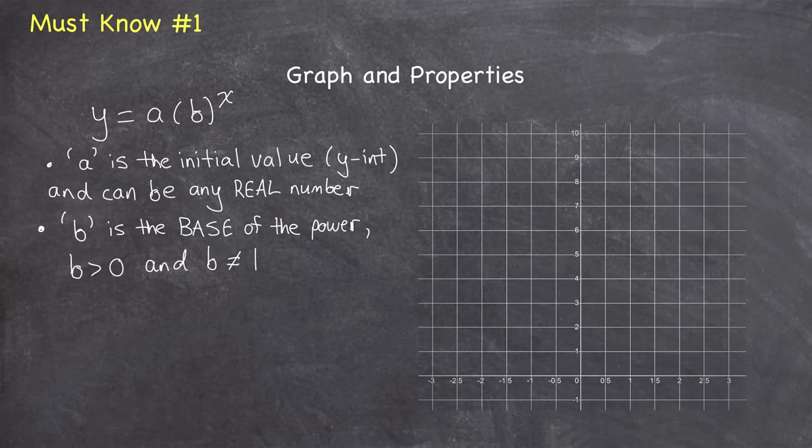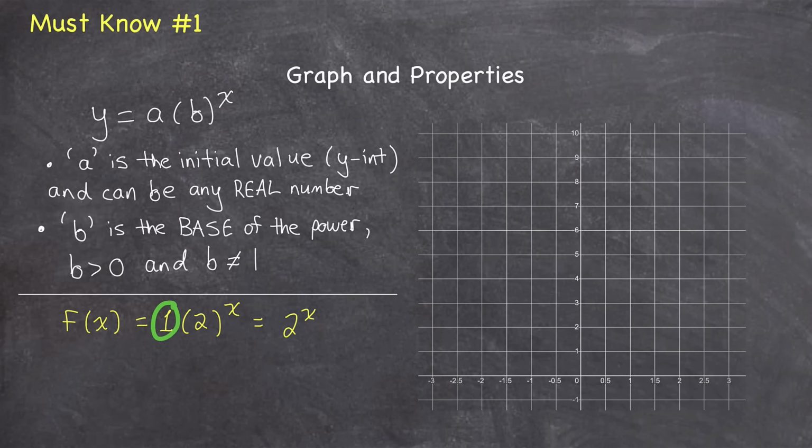Now I want to show you what the graph of an exponential relationship looks like. So I will do that by showing you the graph of a very simple exponential function. f of x is equal to 1 times 2 to the power of x, which could be rewritten as just 2 to the power of x. But I wanted to write this 1 here just so you could see that that's going to end up being the y-intercept, or the initial value of the function.